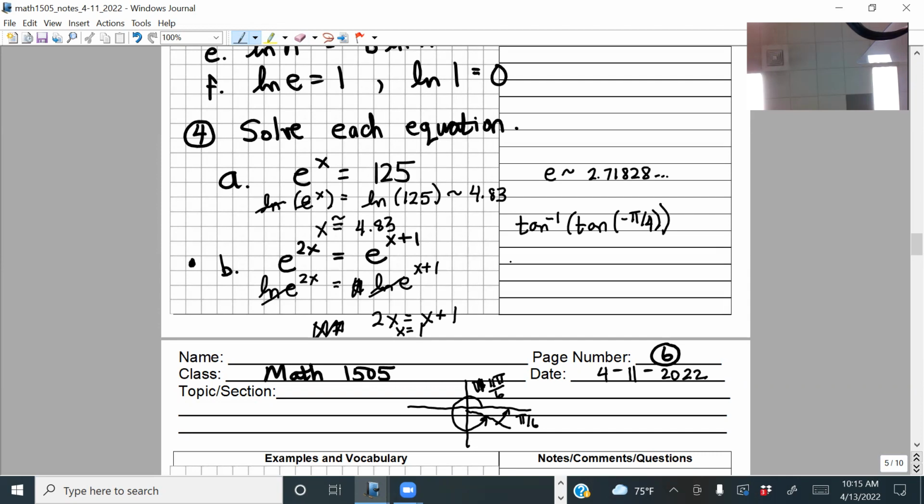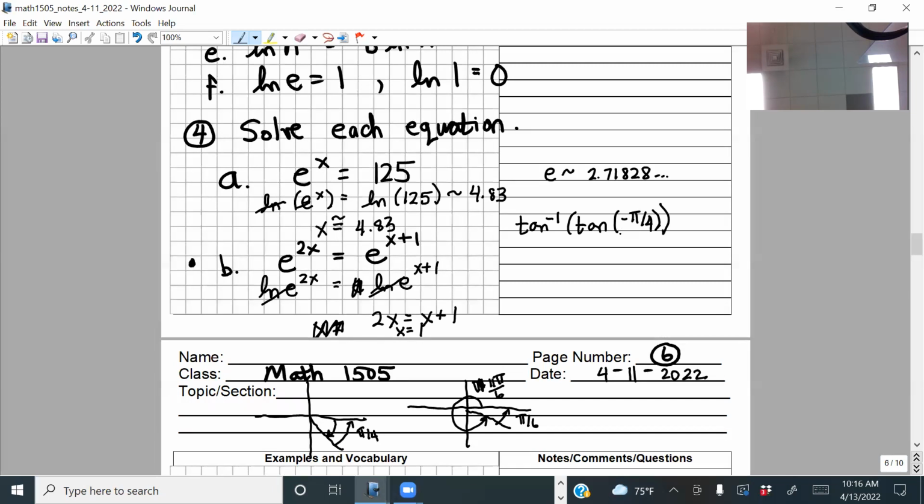So the inverse tangent of the tangent of minus pi over 4. First, we have to remember what the tangent of minus pi over 4 is. If you draw a picture of that, minus pi over 4 puts you in the fourth quadrant, going in the clockwise direction. So its reference angle is pi over 4, correct? So the tangent of minus pi over 4 is going to be similar to the tangent of pi over 4. You just have to worry about getting the right sign. In the fourth quadrant, what is the sign of tangent?